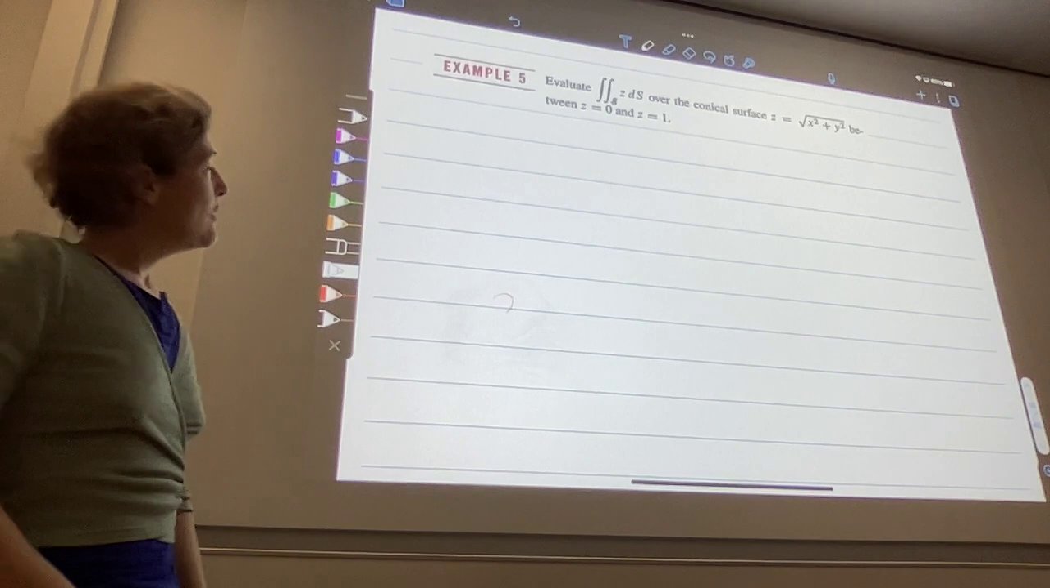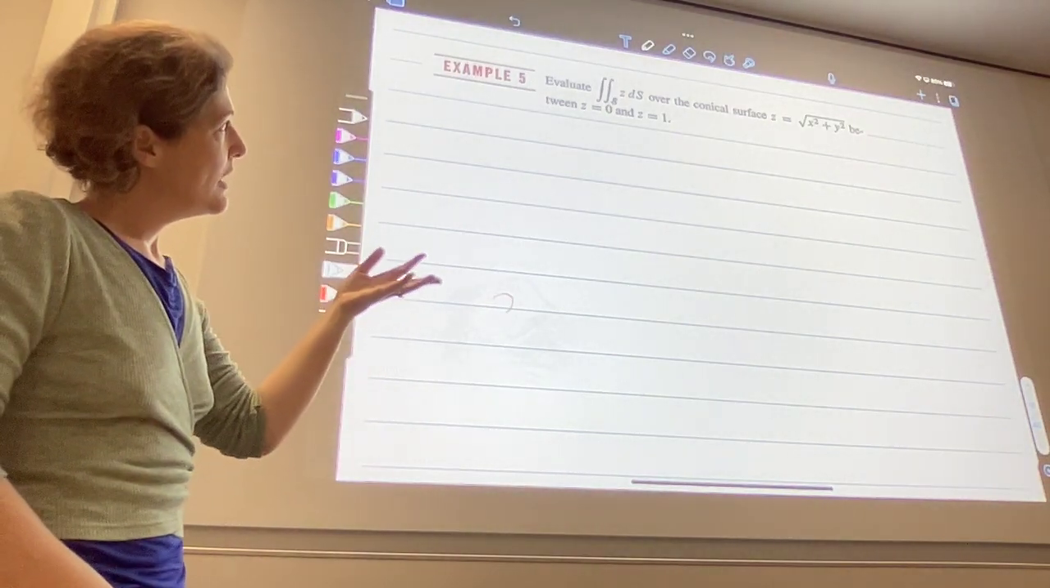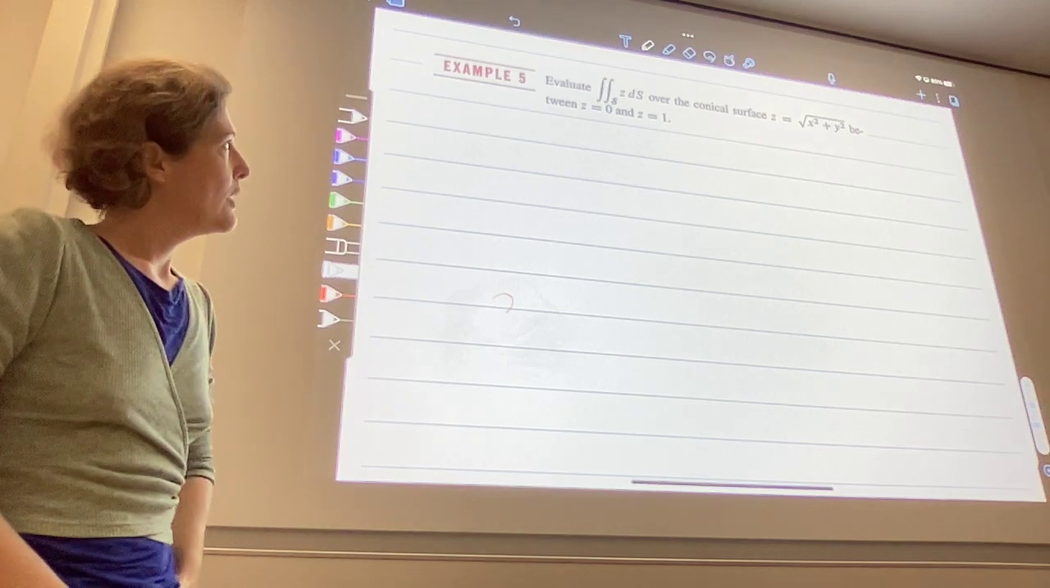So what we'd like to do is evaluate the function z over the conical surface z is equal to the square root of x squared plus y squared between z is equal to 0 and z is equal to 1.